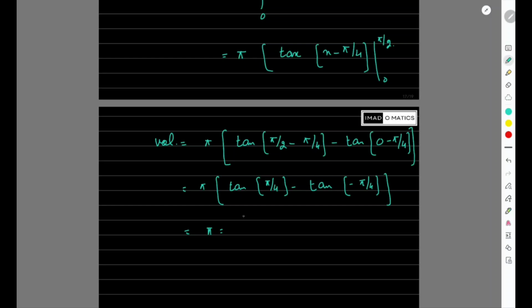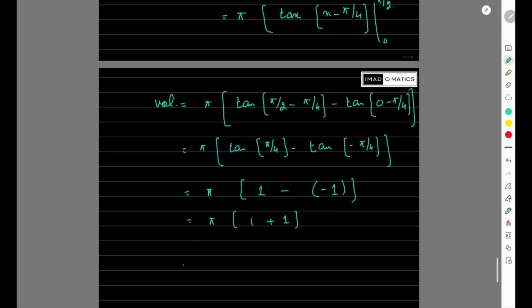The value of tan pi by 4 is 1. So tan pi by 4 is 1 minus tan of minus pi by 4, which is minus 1. It's multiplying, not equal. So 1 plus 1. When the bracket opens, the minus multiplied by minus becomes positive 1. So we have the volume is 2 pi.